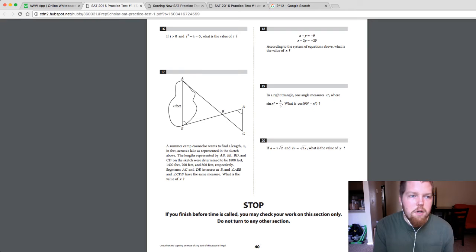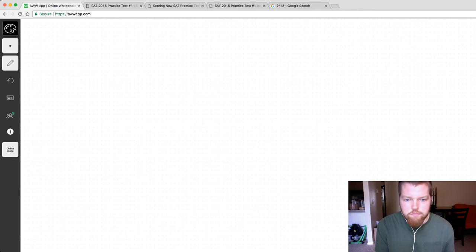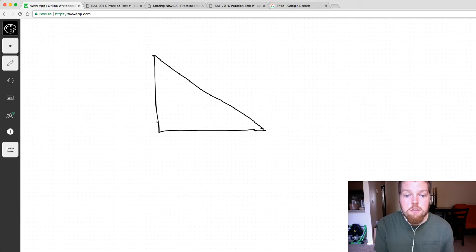Okay, let's set up our right triangle here. So we've got our right angle, we have x, and then we have 90 minus x, because the angles inside of a triangle add up to 180. We have our right angle, that's 90, so these two angles are going to add up to 90. We have x, and 90 minus whatever x is the other angle.